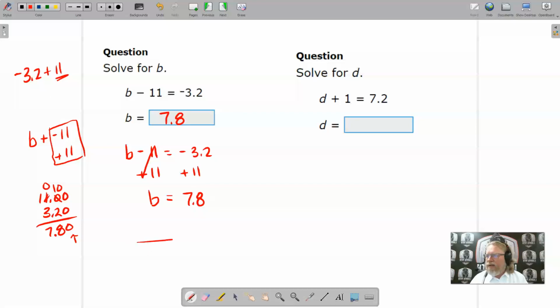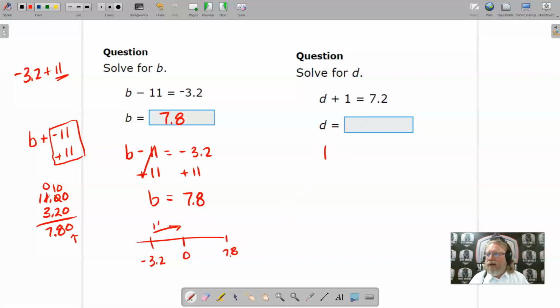And also, you know it's positive because if you were on a number line down here, it would be negative 3.2 someplace. So this means here's 0. That means we're going to go back that way 11 spaces. So you know your answer is going to be down here. It's going to be in the positive area. So you know that 7.8 is positive.